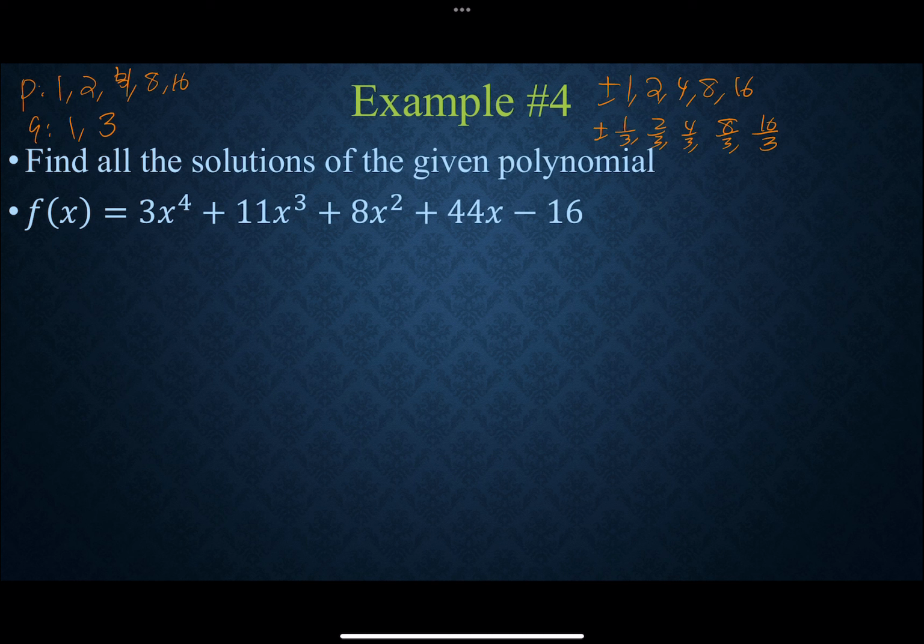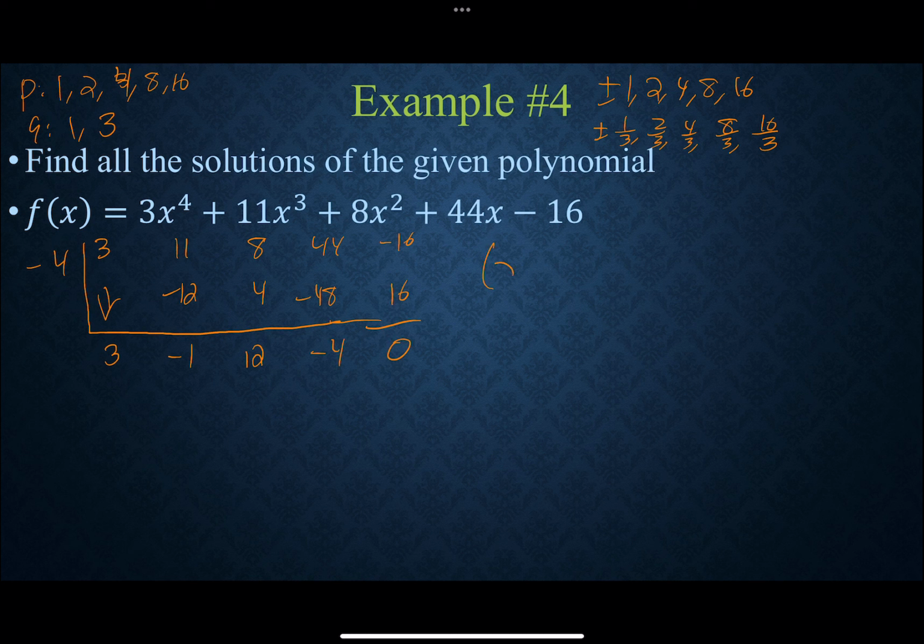So again, it's up to you where you want to start. If I start with a -4, this one does work, and we're going to narrow down our choices for our numbers. So there is an advantage of starting more in the middle. Let's see, it works out for us. So this becomes x plus 4 to go with 3x cubed minus x squared plus 12x minus 4.